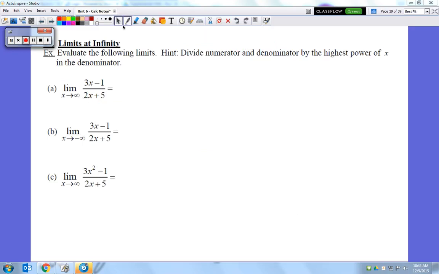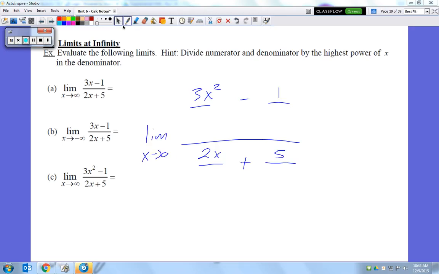Okay, so I'm going to take every entity, 3x squared minus 1, and I'm going to divide everything, James, by what? Yep, because it's the biggest power of x in the denominator. Okay, so here we go. x. Josh, what do I do here? Simplify. Simplify this becomes 3x minus 1 over x all over 2 plus 5 over x. Now I just simplified, I can plug in.